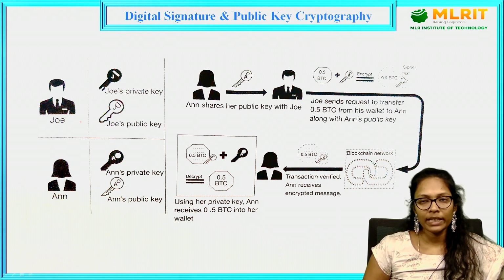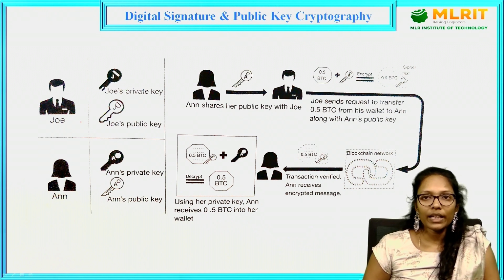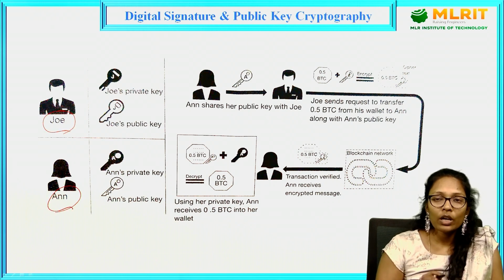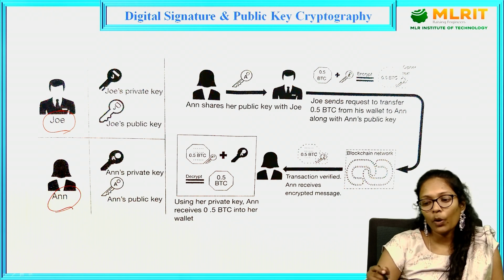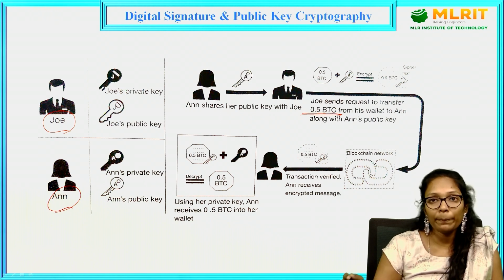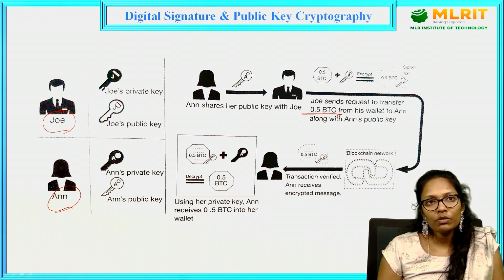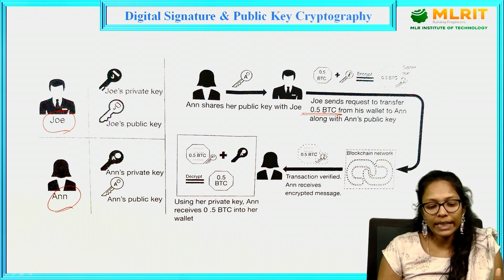One is the public key and the other one is the private key. Here we have two persons, Joe and Anne. Now Joe wants to transfer 0.5 Bitcoins to Anne. Then what should Joe know here? Joe should know the public key of Anne.